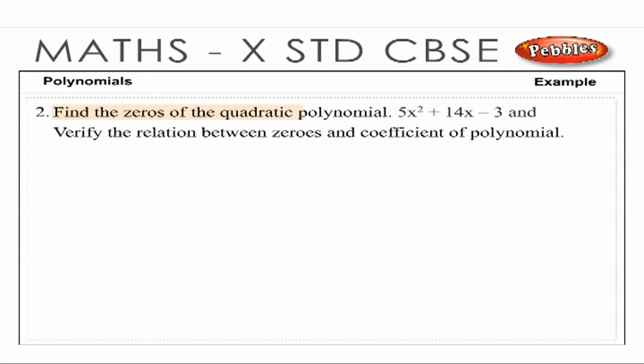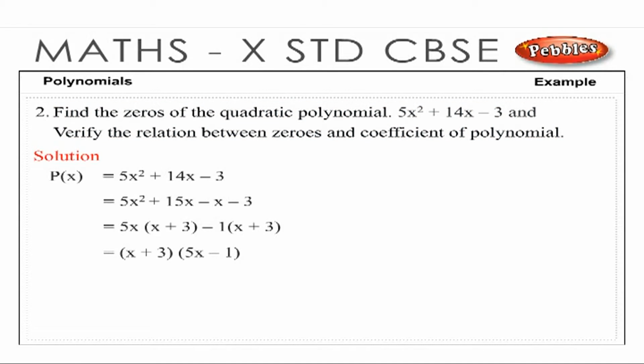Find the zeros of a quadratic polynomial 5x square plus 14x minus 3 and verify the relation between the zeros and coefficient of the polynomial. Solution: P(x) is equal to 5x square plus 14x minus 3, which is equal to 5x square plus 15x minus x minus 3, which is equal to 5x into (x plus 3) minus 1 into (x plus 3), which is equal to (x plus 3)(5x minus 1).